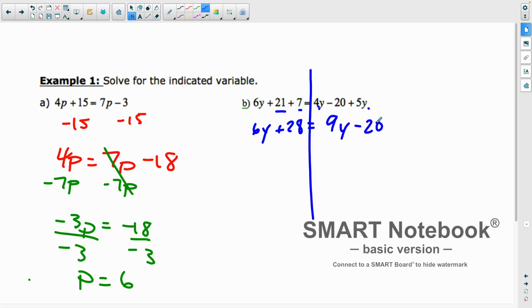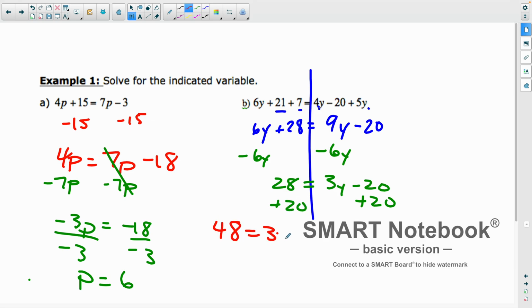And so minus 6y minus 6y. We have 28 equals 3y minus 20, and I would add 20. And so I end up with 48 equals 3y, and when I divide by 3 there, what'd you come up with? 16. That is the correct answer there. Again, I can double check my work, go plug that back in, make sure I got that as I'm going along. Okay? Everybody good? Just kind of getting us back up to speed from where we were yesterday.